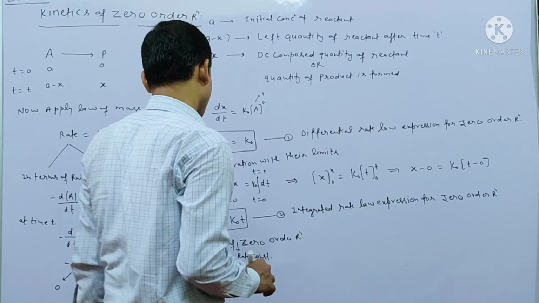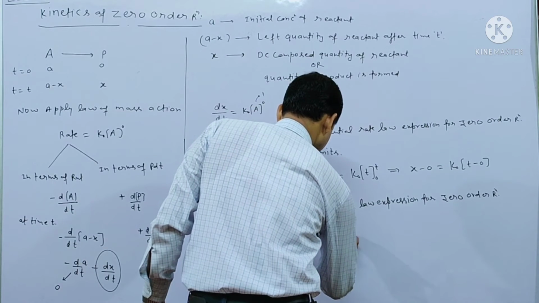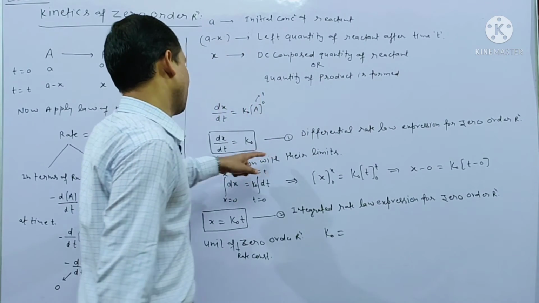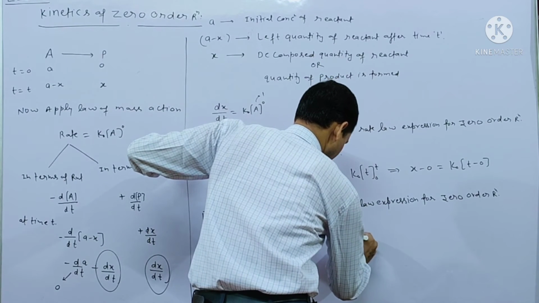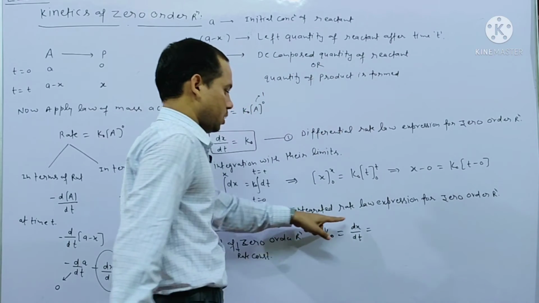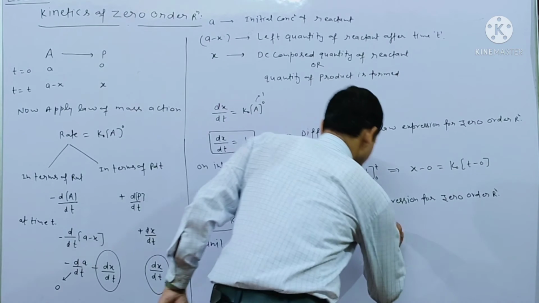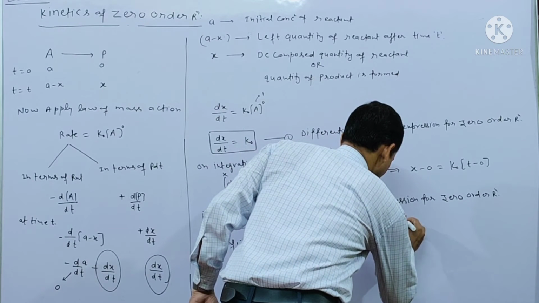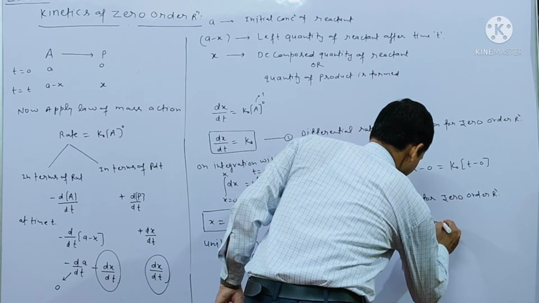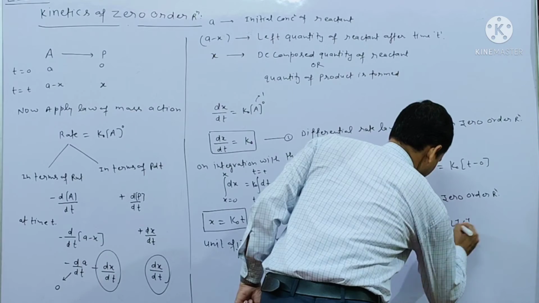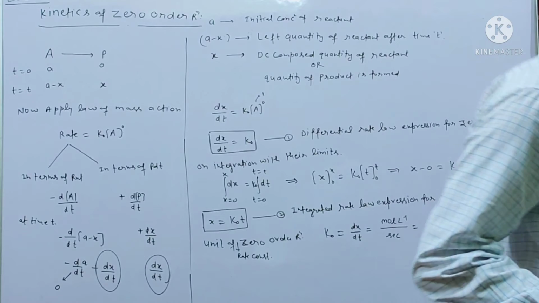So we can write k naught equal to, from equation one, dx upon dt. What is dx? The change in concentration, and we know the unit of concentration is mole per liter, and dt is time in seconds. So the unit is mole per liter per second. This is the unit of the rate constant for the zero order reaction.